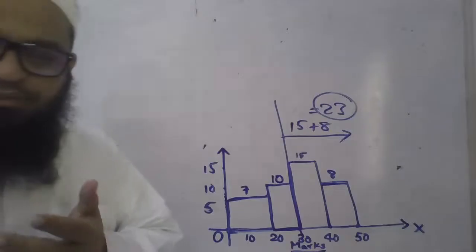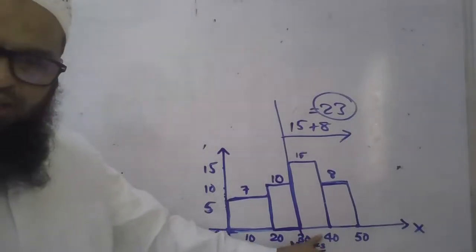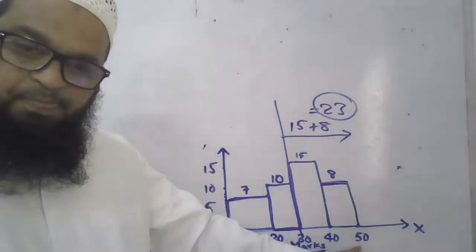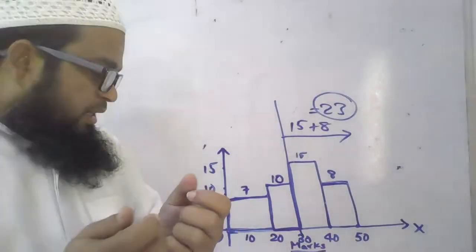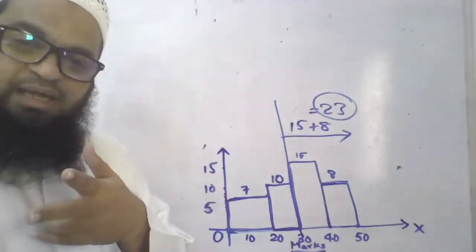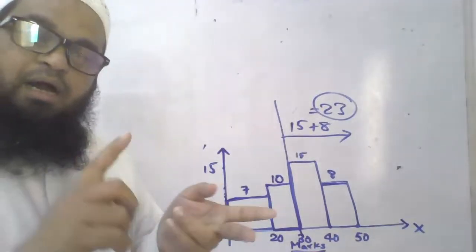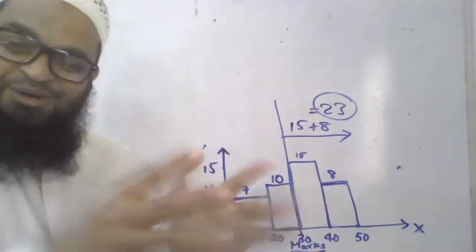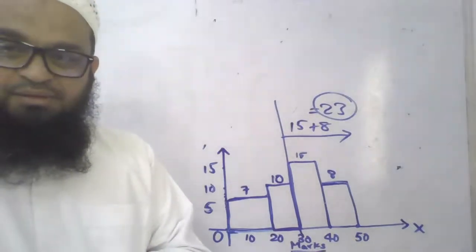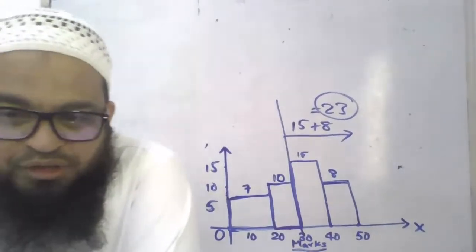Now, is the concept clear? More than 30. 40 is also more than 30. 50 is also more than 30. Ashrit, understood, beta? See, when we ask for more than 30, 40 is also greater than 30 and 50 is also greater than 30. Good. Everybody understood? Yes. Now, shall I ask you one more question?